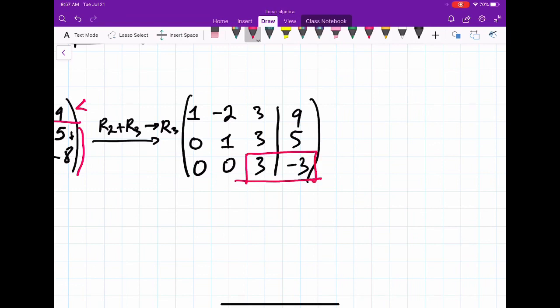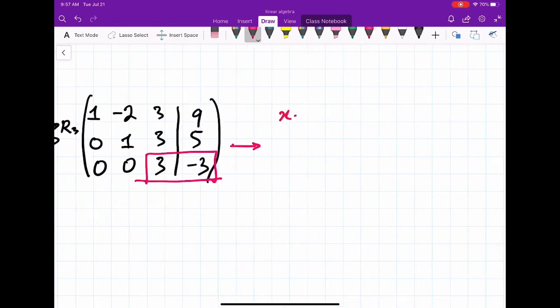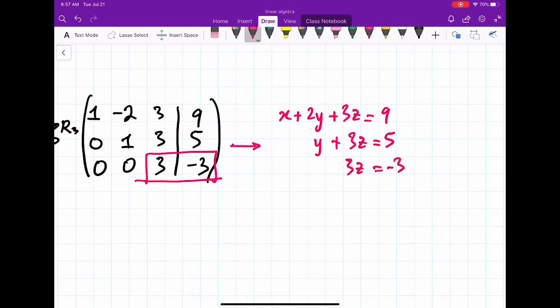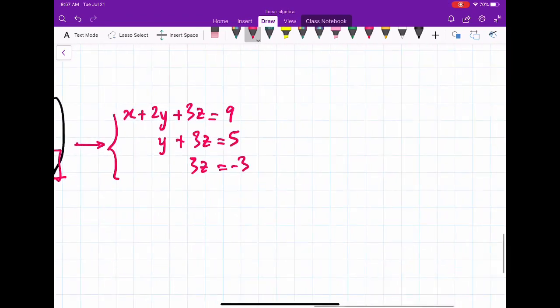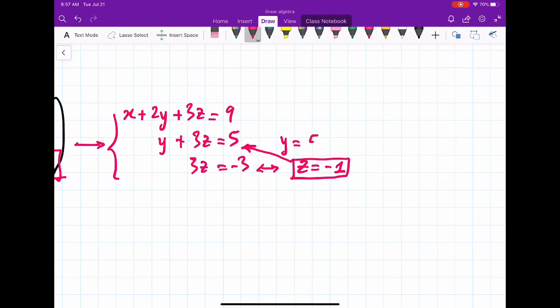The third equation looks like, I can rewrite this: x minus 2y plus 3z equal to 9, y plus 3z equal to 5, 3z equal to -3. So that's what we got. And let's solve the last equation. We got z equal to -1. Okay. We plug -1 into the second. I got y equal to 5 minus 3z equal to 5 minus 3 times -1, which is 8.